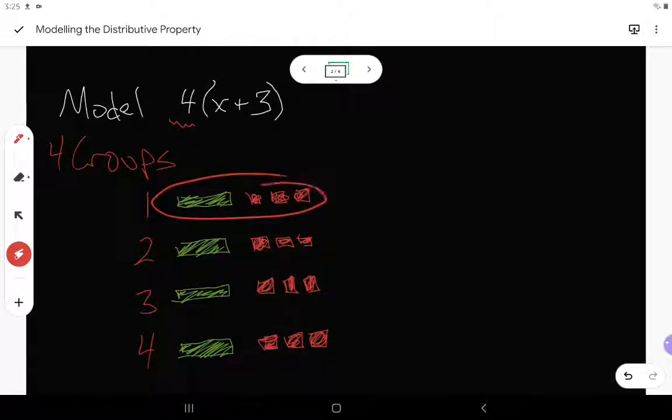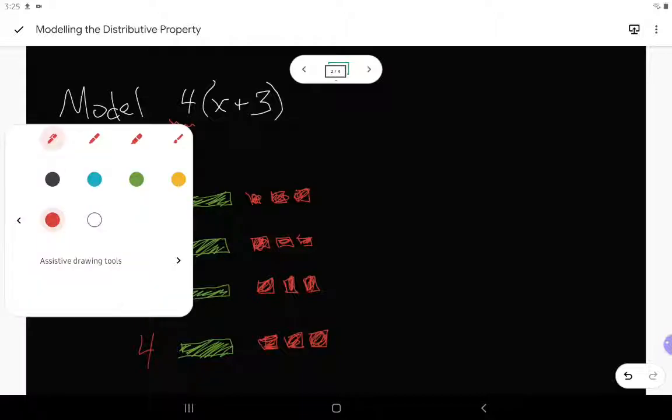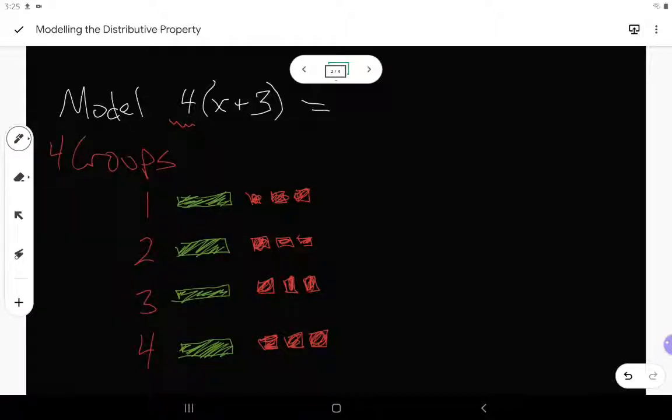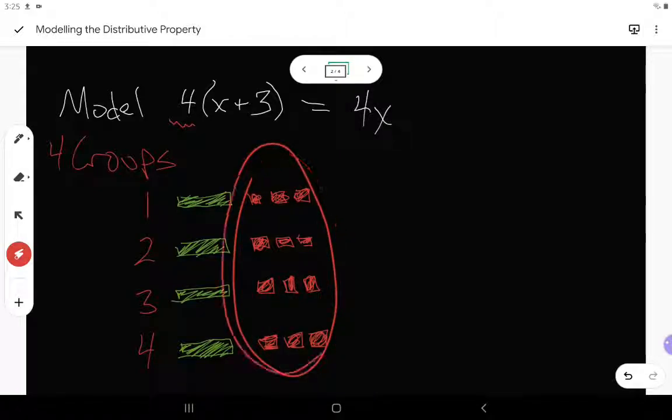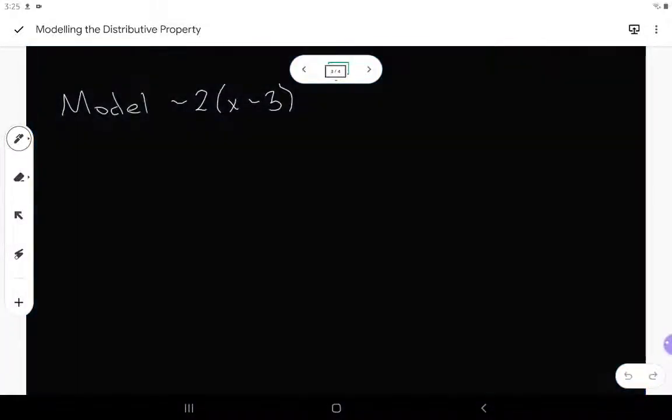So as I oval around each group, I have 4 groups that have exactly the same thing inside of each group. And I can see that all together, when I look at all of my stuff in the groups all together, I have 4 X's all sitting there. So I have 4X. And then here I have 12 1s when you count them all up, right? I've got 4 groups of 3, so that means I've got 4x plus 12. Okay, so this is using our distributive property to help us figure out how many groups we have.